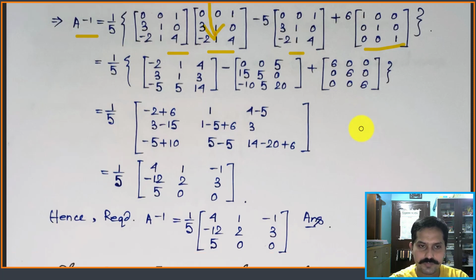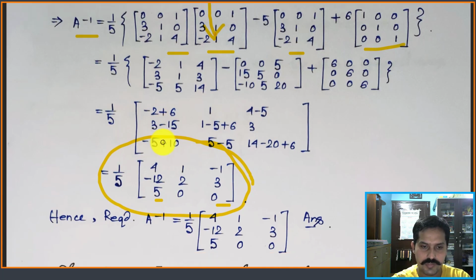I know you can do this because we already know how to do matrix multiplication, how to multiply, how to simplify a determinant, etc. So finally we have 1 by 5, and after simplification we get 1 by 5, 4, 1, minus 1, 3, minus 15, minus 12, this is 2, this is 3, minus 5 plus 10 is 5, this is 0 and this is 0. Okay, so this is our A inverse.